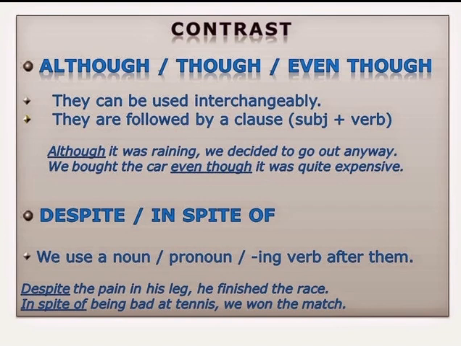The second contrast linker is although or even though. We use although and even though to connect two sentences that are contrasting. For example, when I say, although I like tomato, I cannot eat them. So after although, I have to use a subject plus verb. After these two contrast linkers, we have to put a subject.